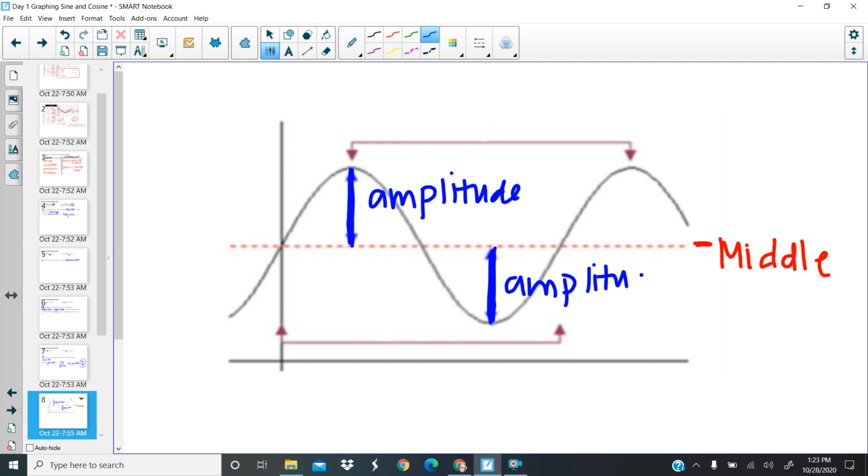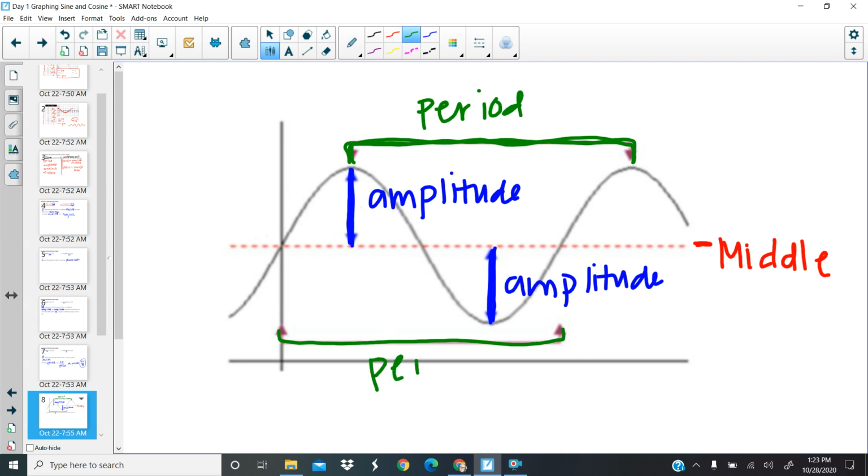And then the last thing that I have labeled on here that you need to be able to find is the period. The period is the distance between two maximums or between two minimums, or just a section of the graph before it starts to repeat itself, essentially. So I'm going to label both of these.